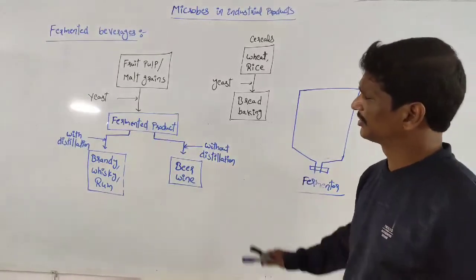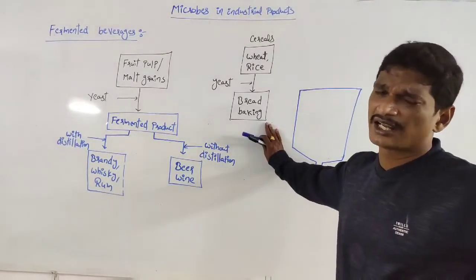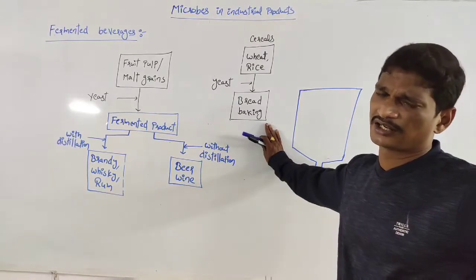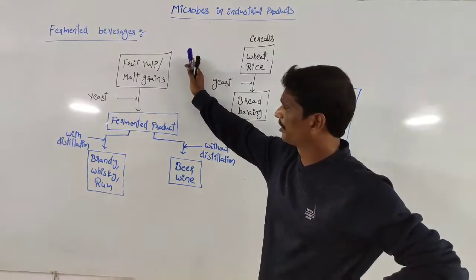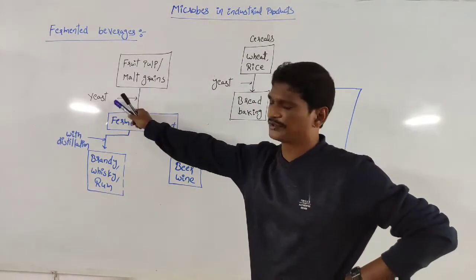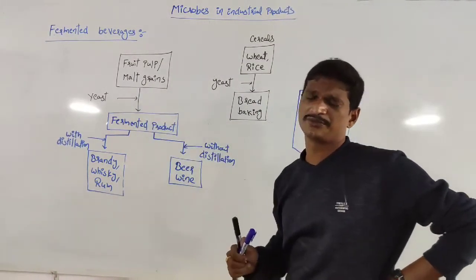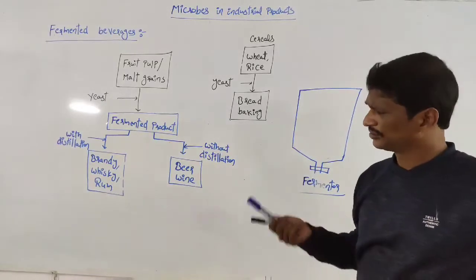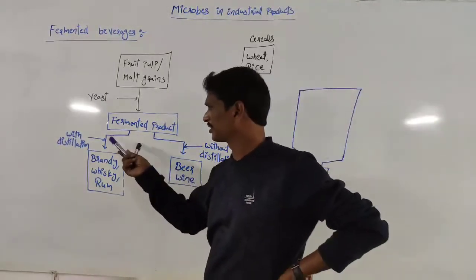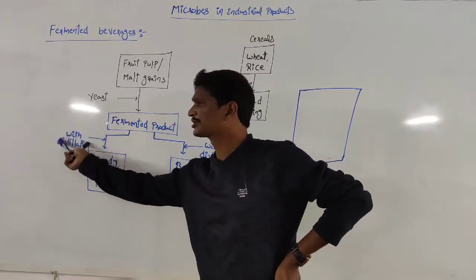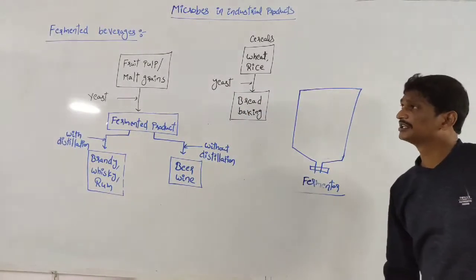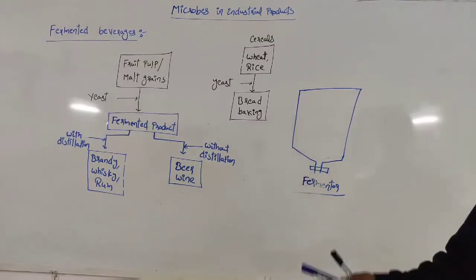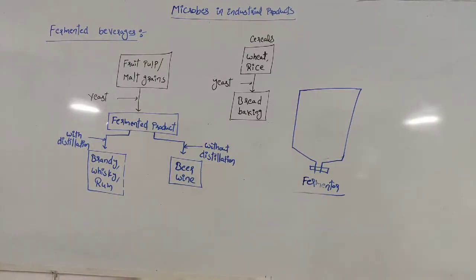Remember, ethanol is nothing but ethyl alcohol. Ethanol is also produced from fruit pulp and malt grains in the presence of yeast. So ethanol is also produced by the distillation process. That is about the fermented beverages. Next we will discuss the role of antibiotics and antibiotic production.